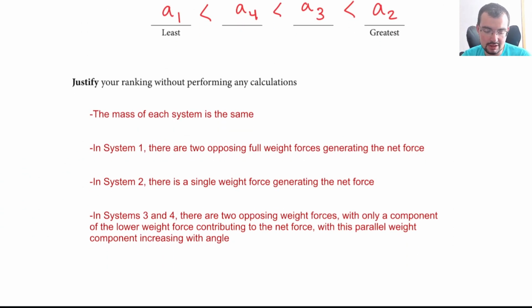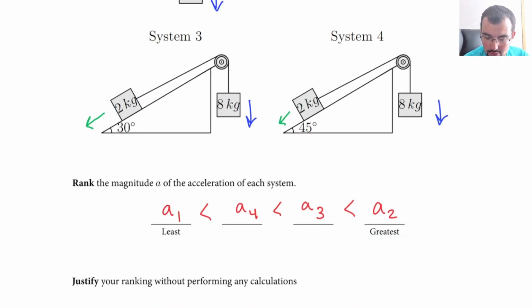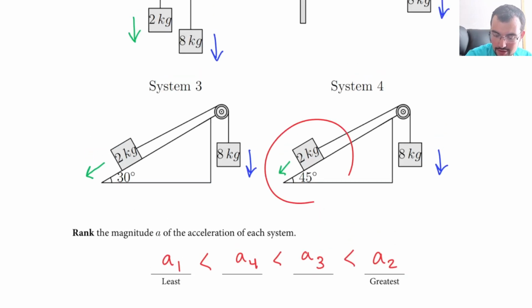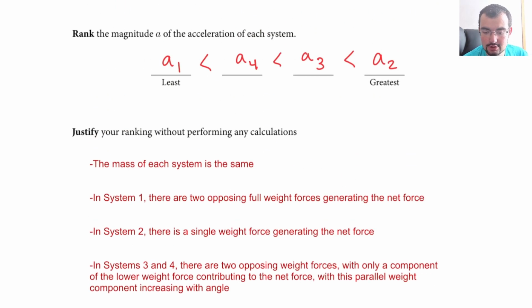So the mass of each system is the same. In system 1, there's two opposing full weight forces. In system 2, there's a single weight force with no opposition. And in 3 and 4, there is a partial weight force providing the opposition with the greater, steeper ramp causing more opposition. Wow, that's a tricky one.